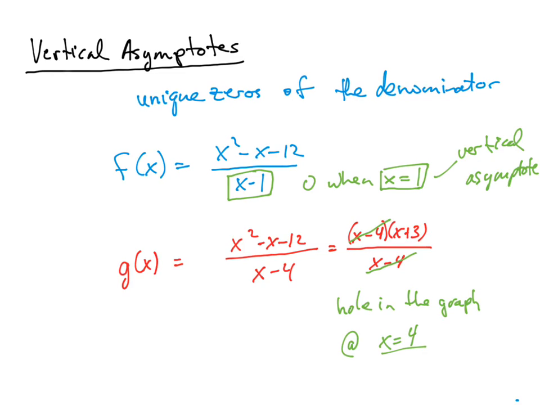So when we input 4 into this function, so g of 4, we would get something that's undefined, because in the denominator, if we input 4, we're going to have 0 in the denominator. But because x minus 4 is not a unique zero, we don't say it's a vertical asymptote. We say that there's a hole in the graph at x equals 4.